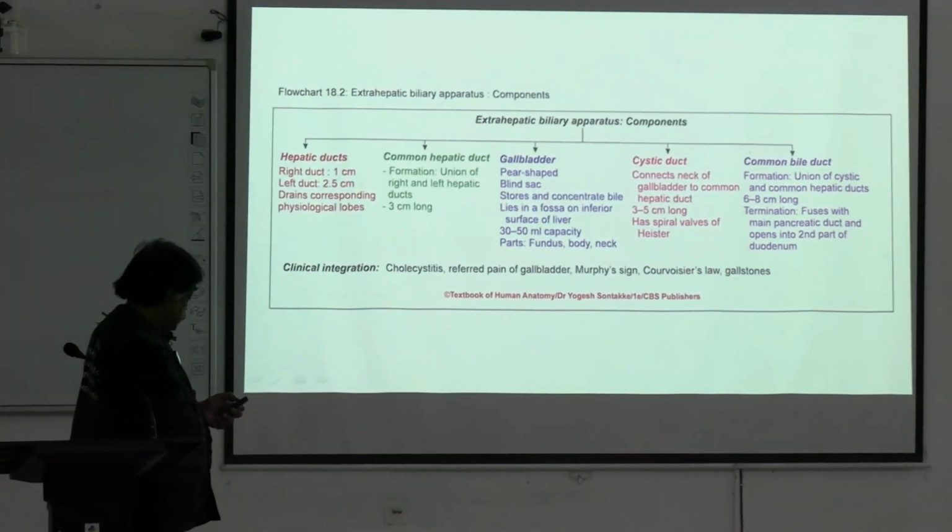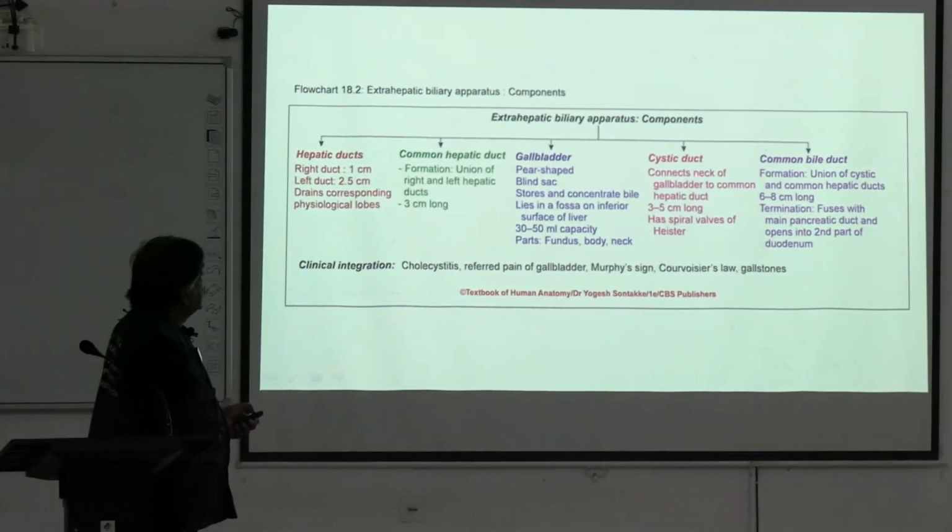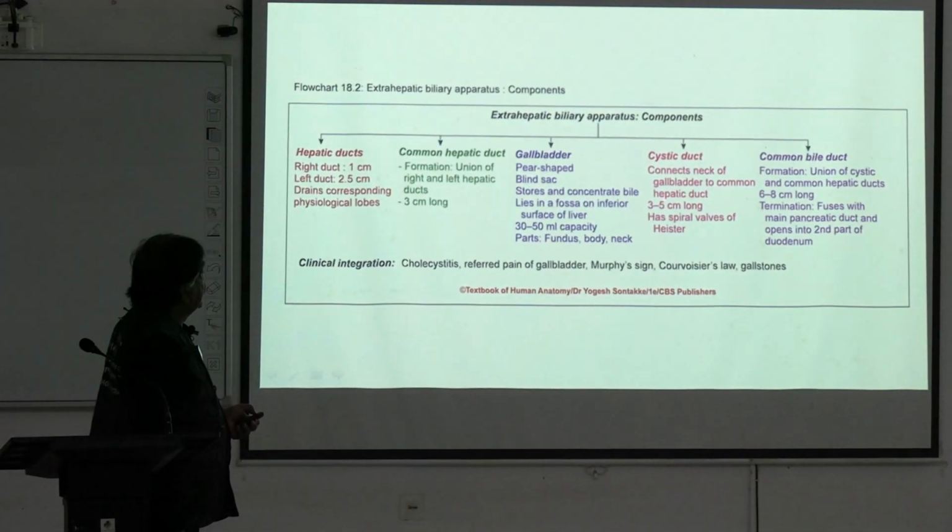Now, the cystic duct connects the neck of the gallbladder to the common hepatic duct. It is 3 to 5 centimeters long and has the spiral valves of Heister. Now, common bile duct formation: union of the cystic and common hepatic ducts, 6 to 8 centimeters long. At its termination, it fuses with the main pancreatic duct and opens into the second part of the duodenum.